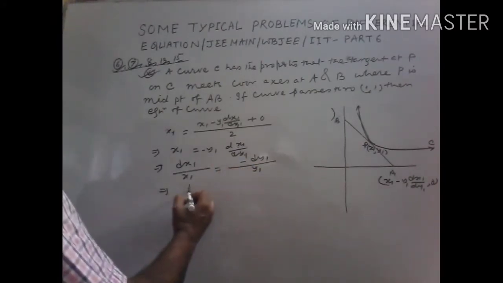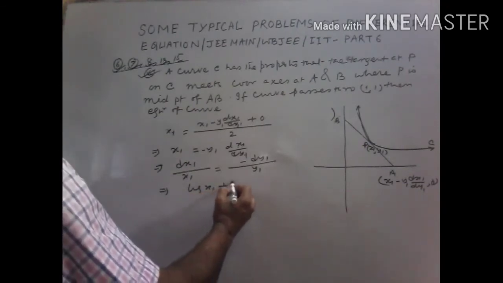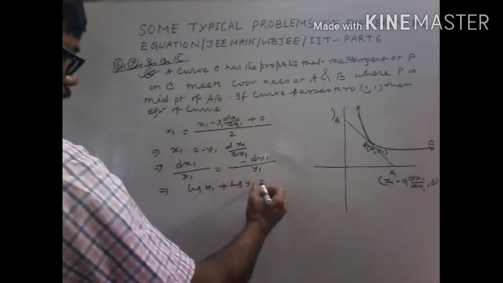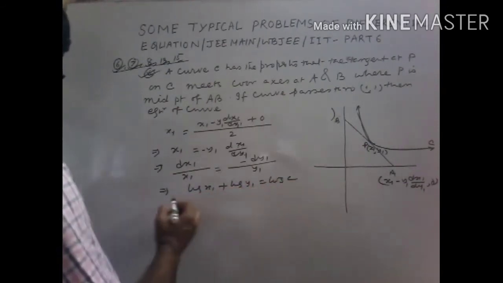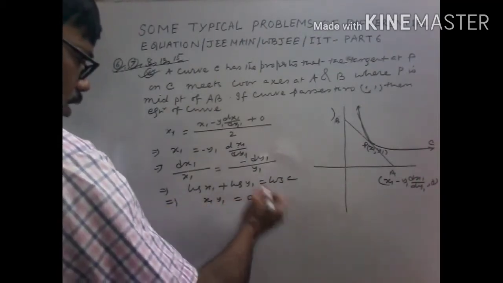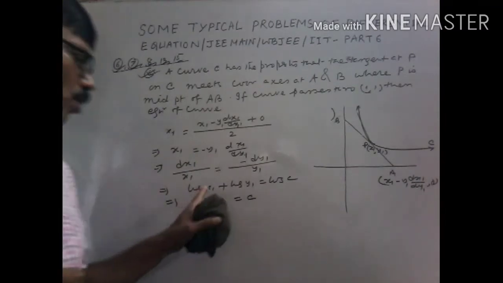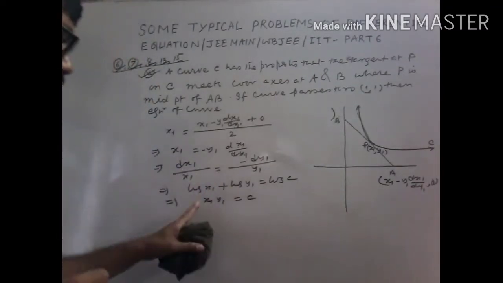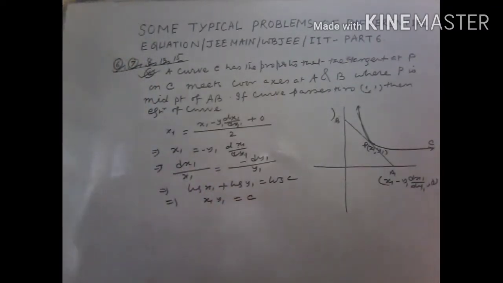So this is log x1 plus log y1 equals log c. Taking log, we get log x1 y1, so x1 y1 equals c. So this is our general solution.